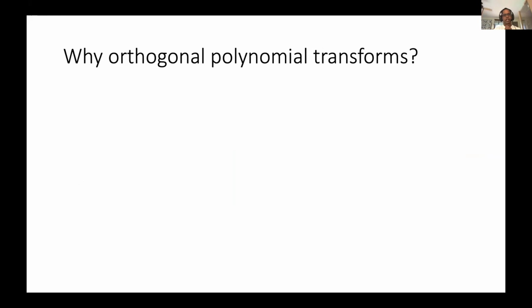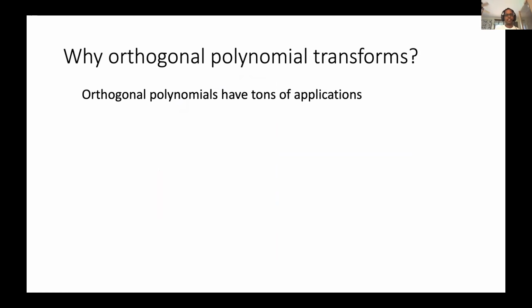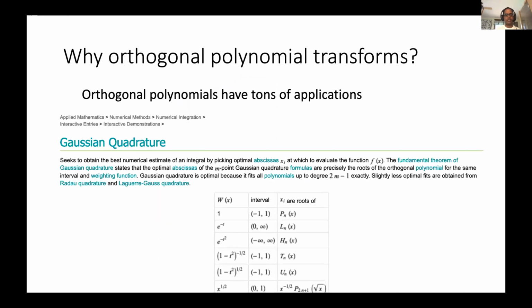Given all of this, you could ask why orthogonal polynomial transforms, or why sparse recovery of orthogonal polynomial transforms. To tell you the truth, the best answer that I have is essentially why not. Maybe a bit more seriously, orthogonal polynomials actually have tons of applications. One of the places where it comes up classically is this notion of quadrature, or Gaussian quadrature, where if you are looking at integrals of polynomials of a certain degree, you can replace the integral exactly by a sum if you're using the corresponding orthogonal polynomials and the corresponding roots.